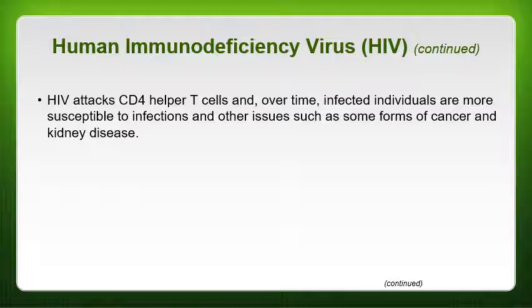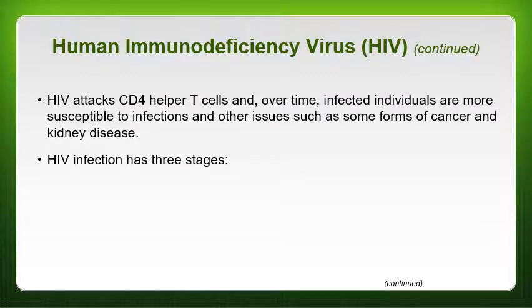So how this affects the body. HIV attacks what are called CD4 helper T cells, which are an important part of your immune system. Over time, the infected individual becomes more and more susceptible to infections and other issues, some forms of cancer, and kidney disease. Essentially, the body is unable to fend off infections or prevent cancers from forming, and the person many times ends up being susceptible to what you would call an opportunistic infection, whereby their body can't fight off the illness, and that ends up causing death.